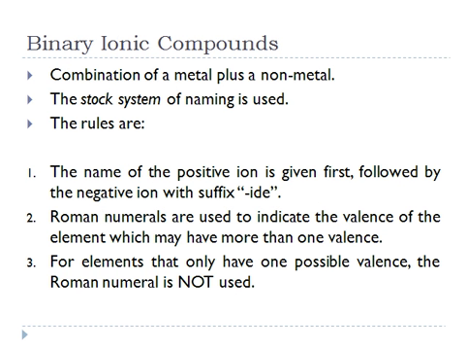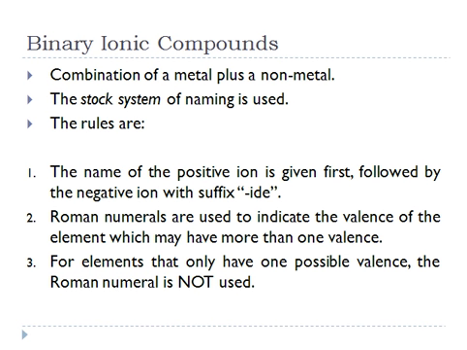All right, next is binary ionic compounds. So remember, an ionic compound is a metal plus a non-metal. So we use the stock system usually, and here are the rules. Number 1, you name the positive ion first, then you name the negative ion, and again change the ending to IDE, just like with covalent compounds.